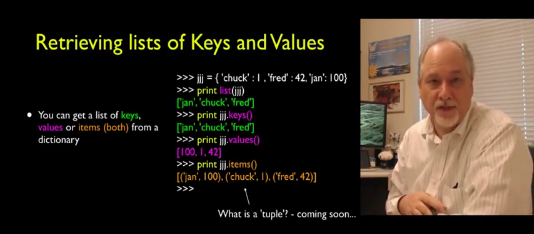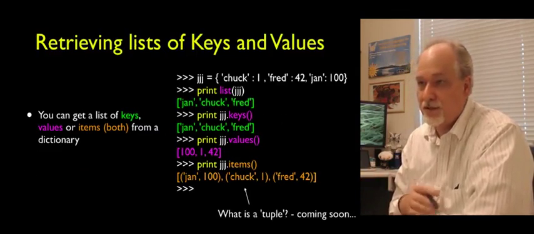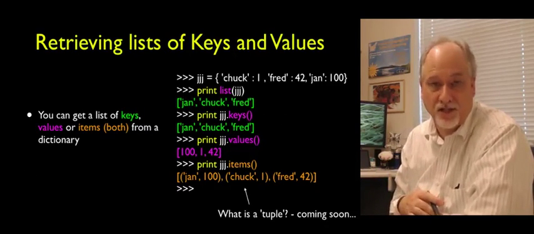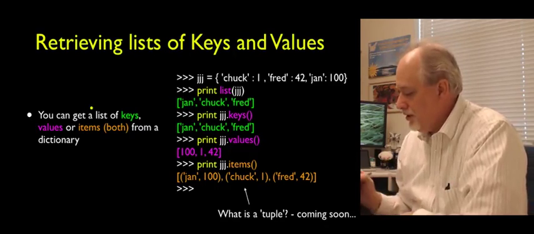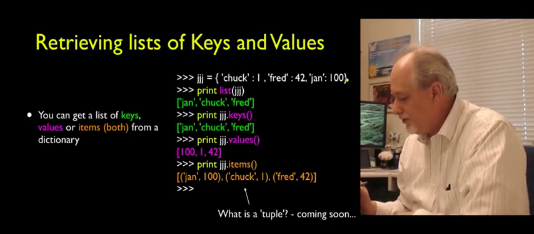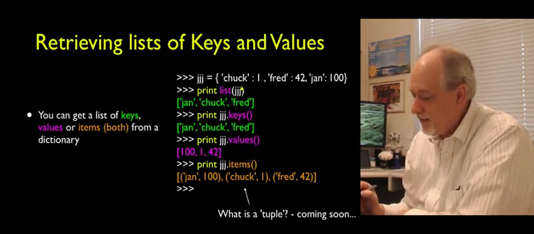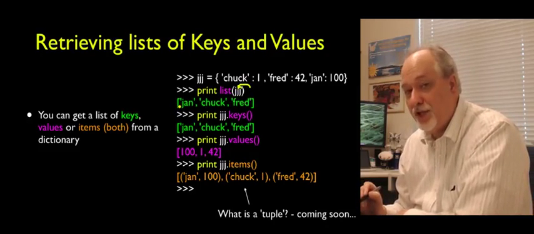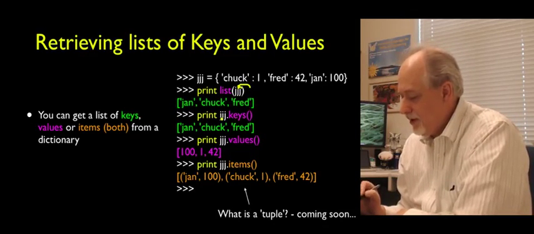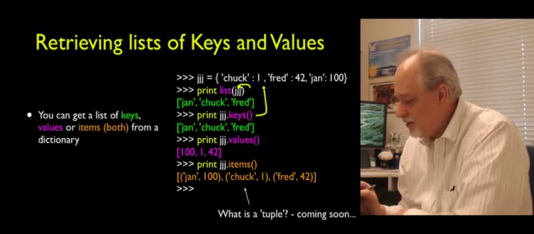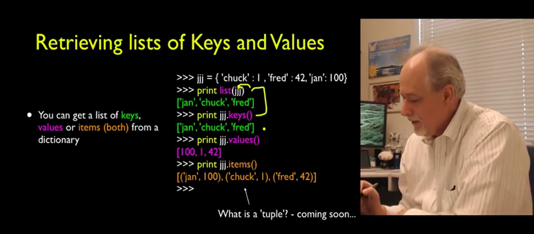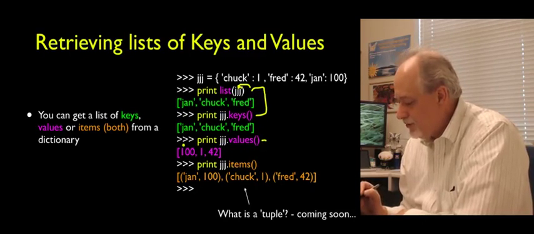Now there are some methods inside of dictionaries that allow us to convert dictionaries into lists of things. So here's a little dictionary with 3 items in it, and we can say list and then give a dictionary name right there, and that converts it into a list, but it's just a list of the keys. We can also say jjj.keys, which does the same thing: give me a list consisting of the keys. And then jjj.values gives you a list of the values, 1, 42, and 100.